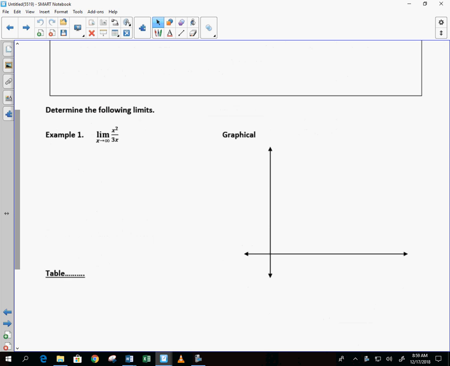We are going to investigate the limit as x goes to infinity of x squared over 3x. Now, I know that you could simply divide off an x, correct? But suppose we didn't divide off an x, okay? Let's look at the functions and what's happening. The limit as x goes to infinity of x squared over 3x. I'm going to draw a line to represent 3x.